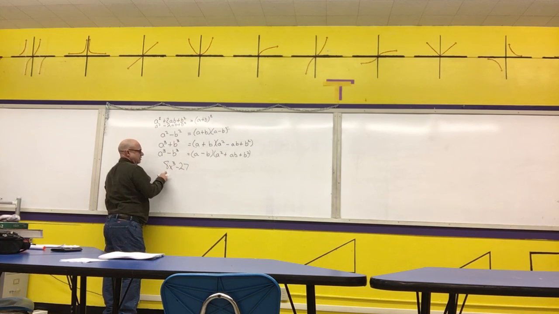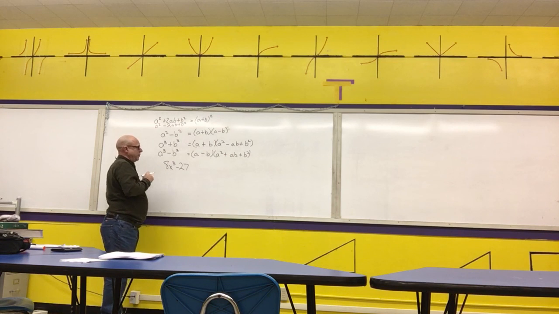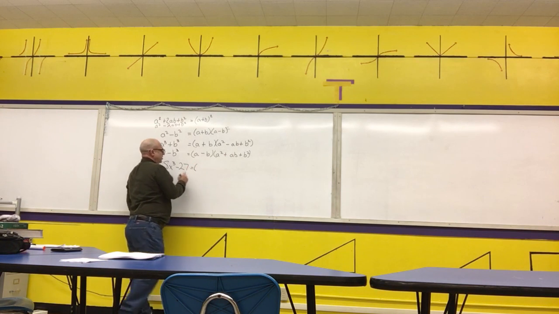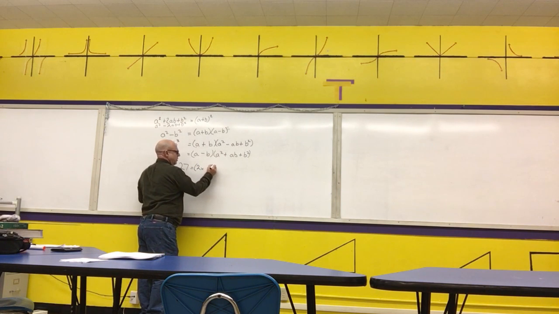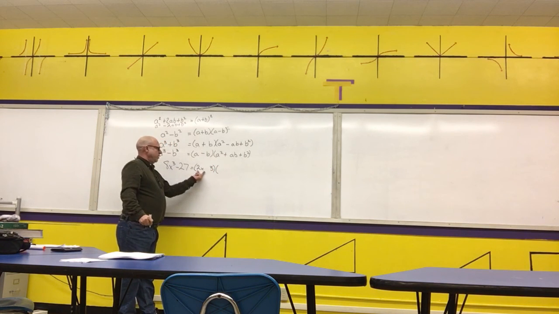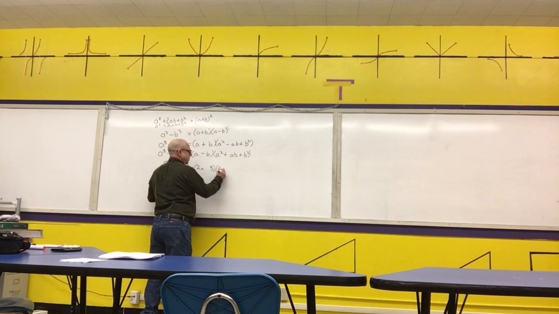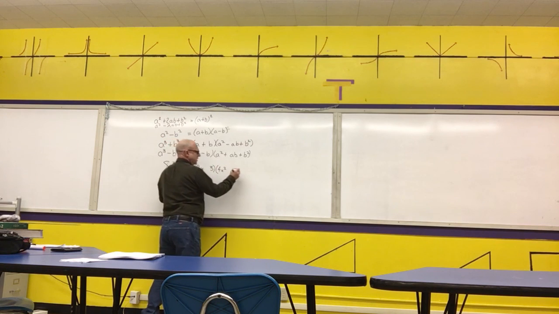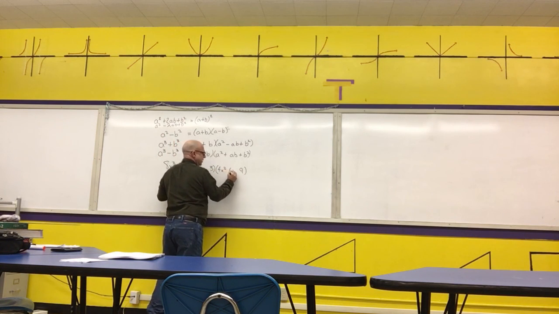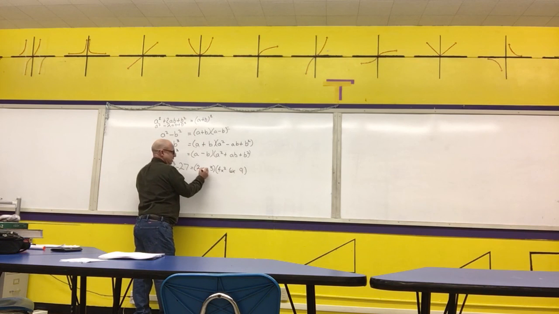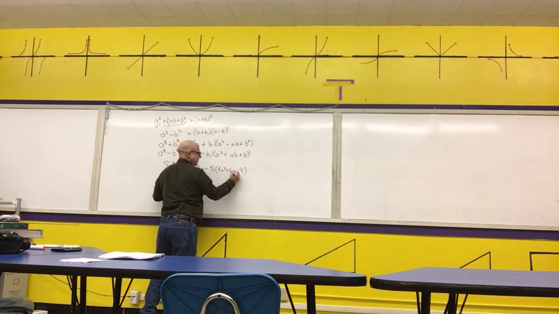8's a perfect cube, x cubed's a perfect cube, and 27 is a perfect cube. So it's the cube root of the first, which would be 2x. Cube root of the last, which would be 3. First term squared, which is 4x squared. Last term squared, which is 9. Middle term is 2x times 3, which is 6x. Copy the sign, change it, always positive.